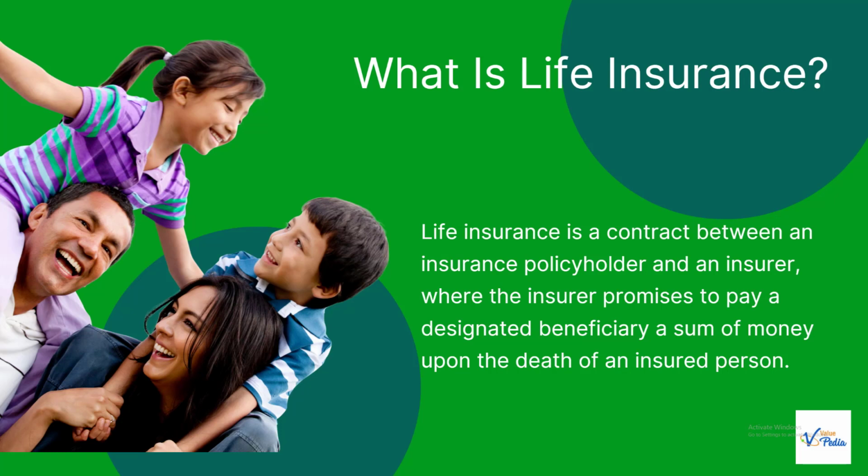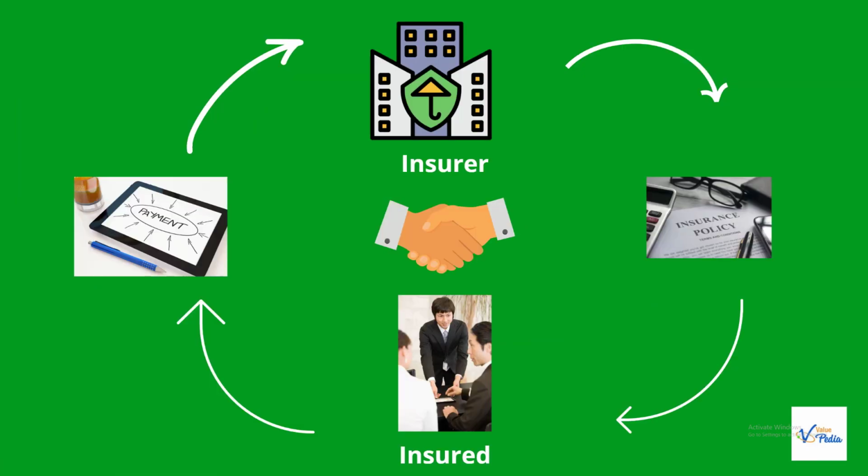Life insurance is a contract between an insurance policyholder and an insurer, where the insurer, in this case the insurance company, promises to pay a designated beneficiary a sum of money upon the death of an insured person. Now let's look into this illustration here. You have the insured, basically the one who buys insurance. You insured your life, so you are called the insured. The insurer is the insurance company.